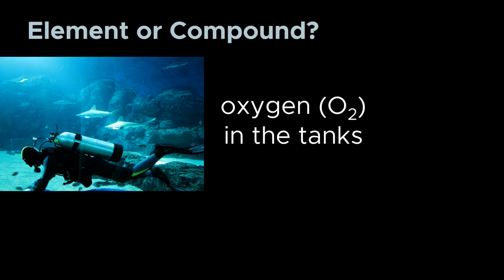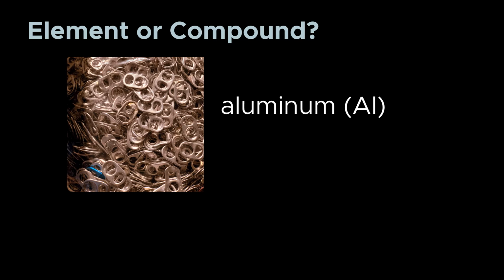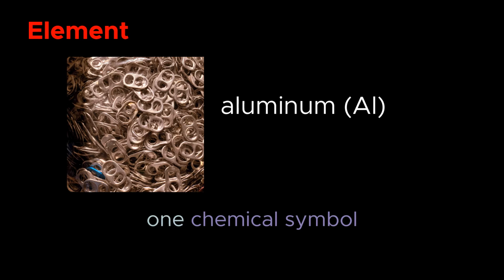What about oxygen in the tanks of this diver? Oxygen is an element because it only has one chemical symbol. Even though there are 2 atoms of oxygen, as noted by the subscript 2, there is still only one symbol present, which makes it an element. Aluminum. Is it an element or a compound? It's an element. There's one chemical symbol.